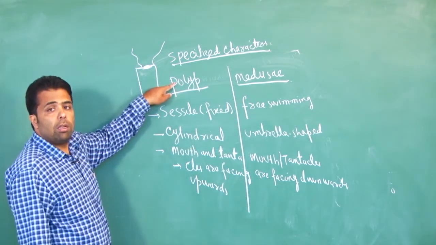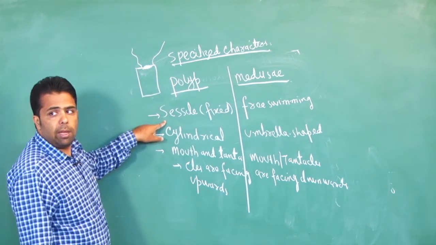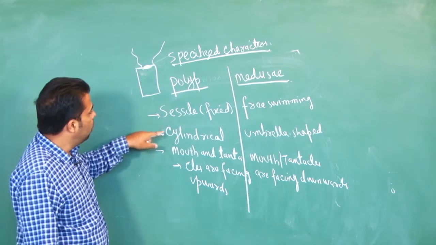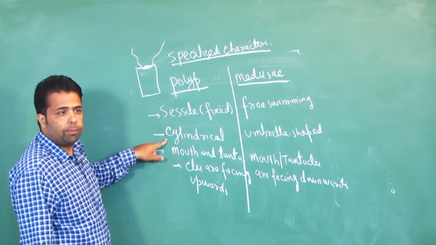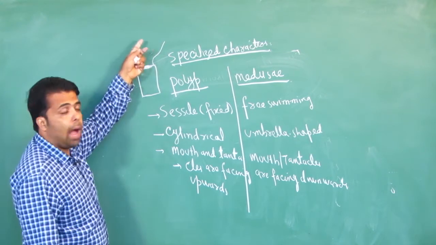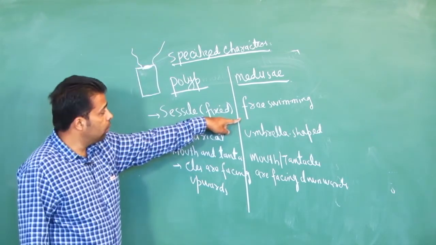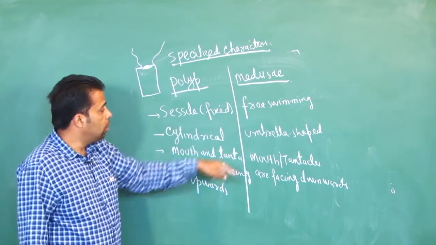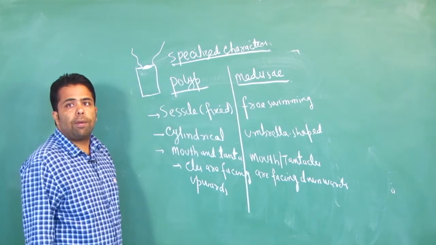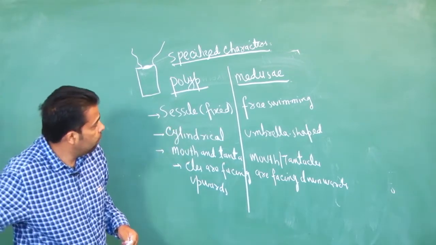So we are discussing the difference between polyp and medusa. Polyp is sessile, fixed. Polyp is cylindrical in shape. The mouth and tentacles are facing upwards. Medusa is free swimming. It's umbrella shaped. The mouth and tentacles are facing downwards. So we can draw the diagram also.